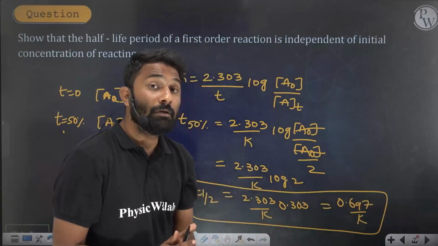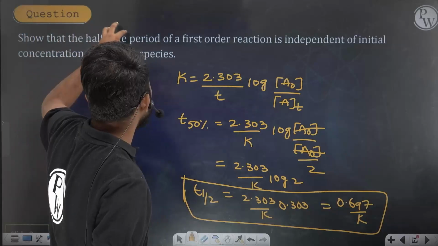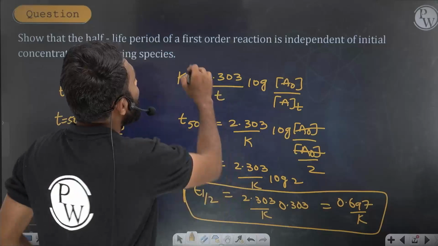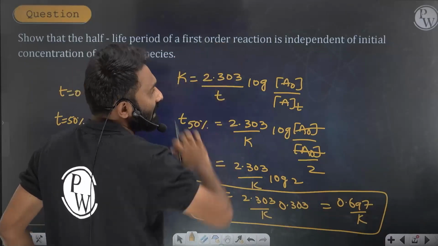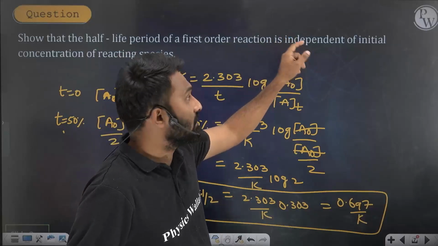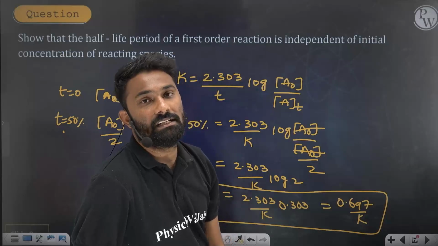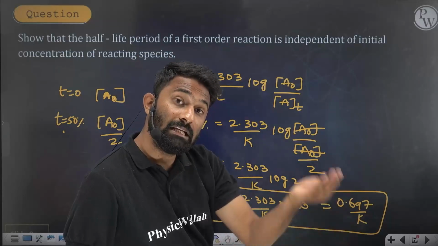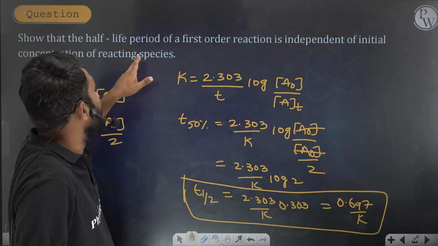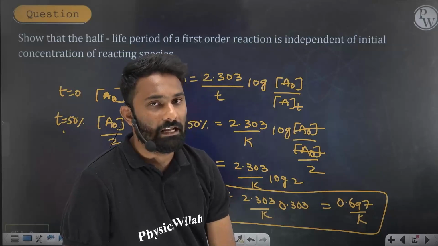Now what I am asking in the question is, show that the half life period of dash order reaction is dependent on the initial concentration of the reacting species. Which order? Comment in the comment box.